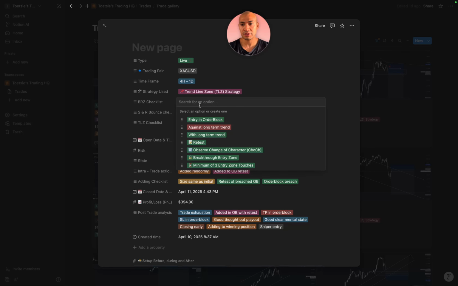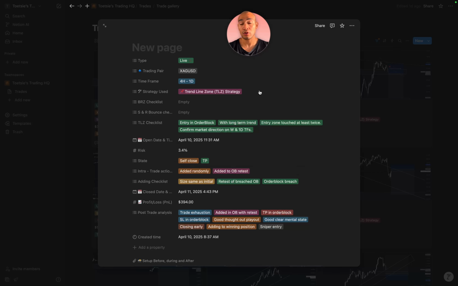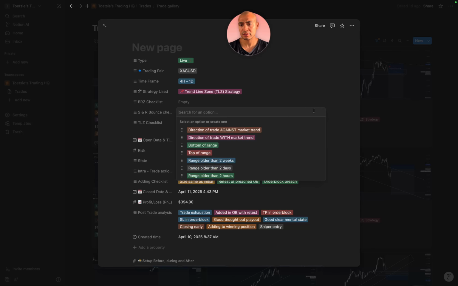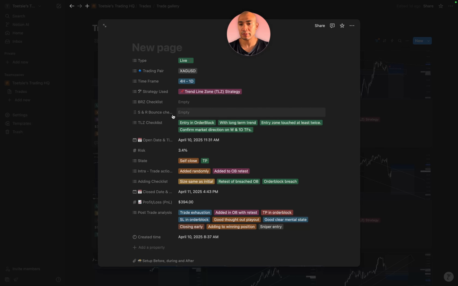For my breakout trend zone strategy, these are my confluences, my support and resistance bounce. Anyways, we're going to be focusing on the trend line zone strategy. I checked for entry in an order block. Our direction is with the long-term trend. My entry zone is touched at least twice. By zone I mean the actual trend zone. And I confirmed the direction on the 1 week and the 1 day time frames.